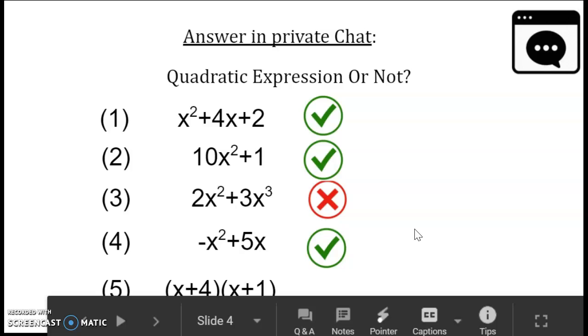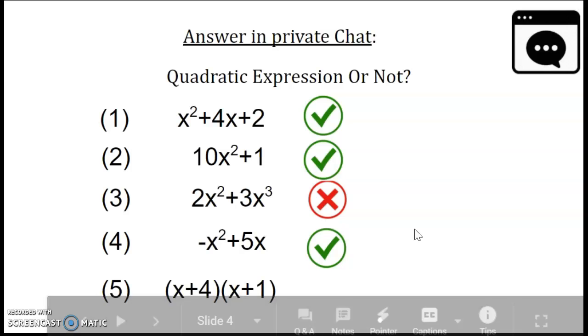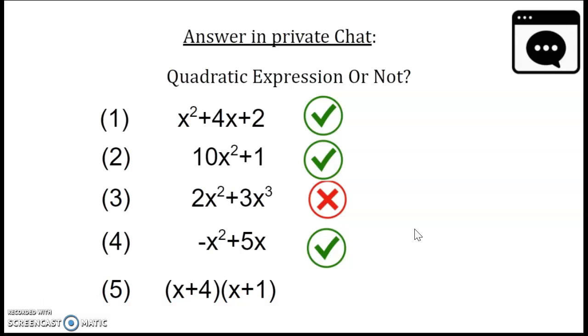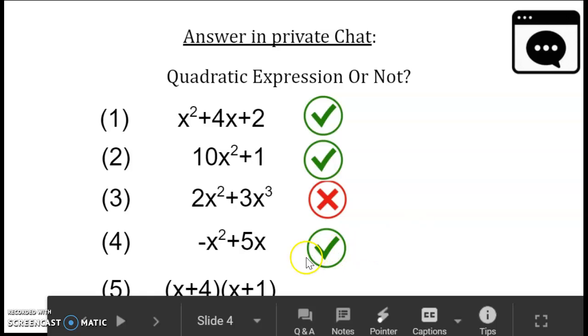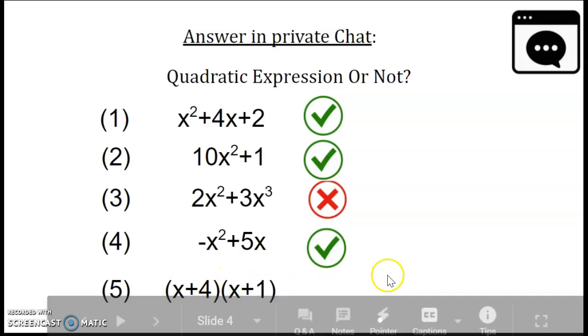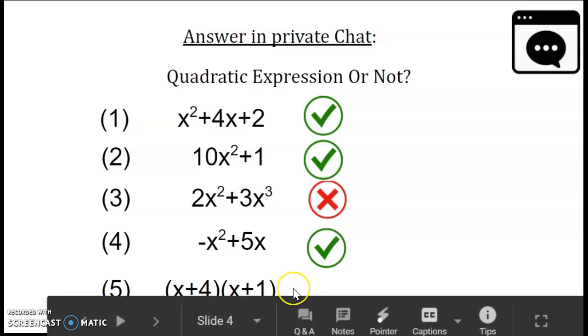And finally, what about this? x plus 4 multiplied by x plus 1. Well, if we multiply this out using the area model or distributive property, then you do know that the highest degree will be x times x, so that's going to be x squared. So x squared plus something x plus some number. So yes, this is a quadratic.